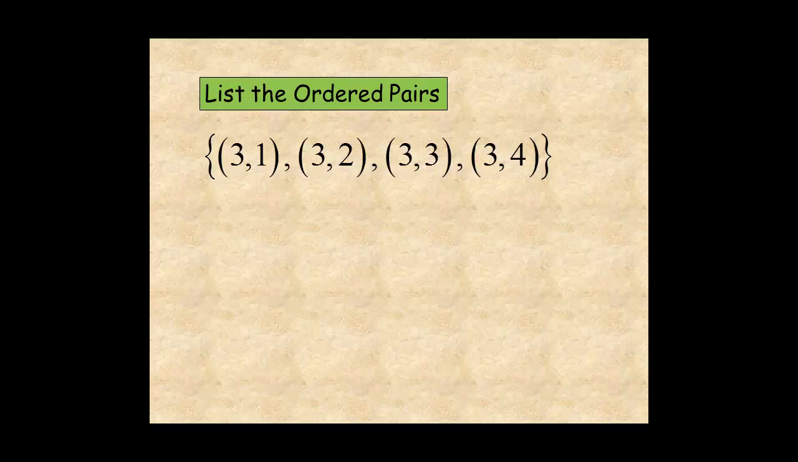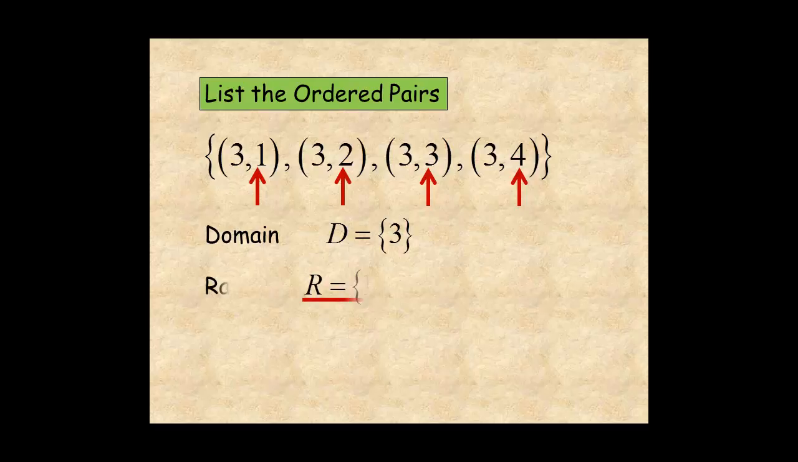The simplest way to define or represent a relation is to list the set of ordered pairs. Here's a set of ordered pairs in roster notation. The set of all the first numbers of each pair is the domain of the relation. The set of all the second numbers is the range.